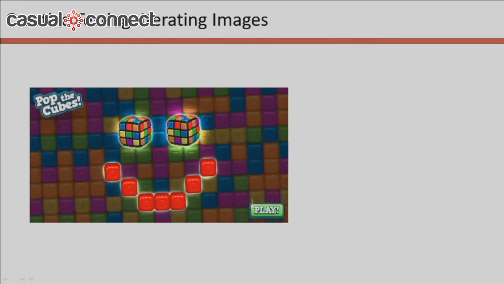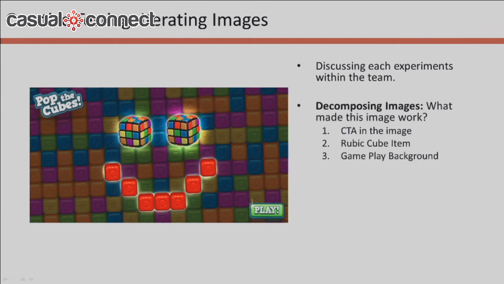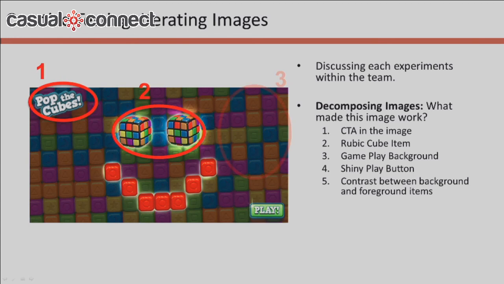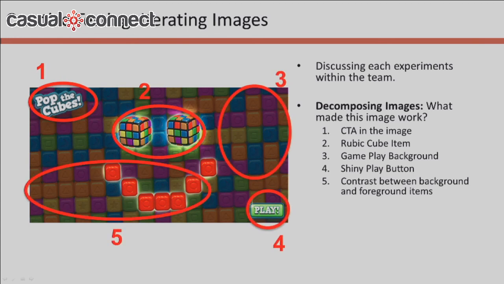So once you have a winning image, how do you play with it to make it work better? What we do is sit together with the team. We decompose the image into different elements that we think are working well in it, and then we try iterations for each of them. We take the call to action, the button, the contrast between foreground and background, the items like the Rubik's Cube, and start iterating on them.